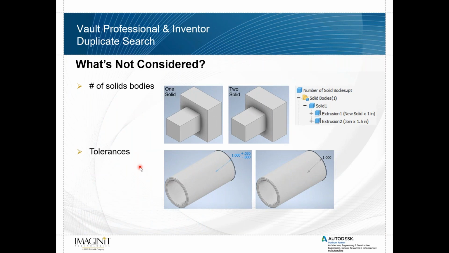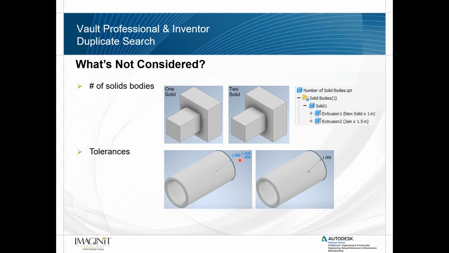Features which duplicate search will ignore, or will not consider, I should say, are the number of solids. Geometrically, this is the same as this. It looks the same. Duplicate search is not going to say, well, no, this one has two solids. So when we look in our solid body folder, I have two solids, or I have one solid.